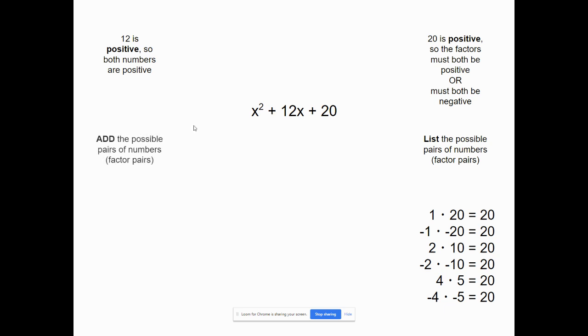So we add those options, and we do 1 and 20, and that doesn't get us what we want. And then we do 2 and 10, and that does get us what we want. And we can just stop there. There's no reason to check the final option. You have found your solution right here. So we know it's 2 and 10, and we can write it. X plus 2 times x plus 10 will produce this trinomial.